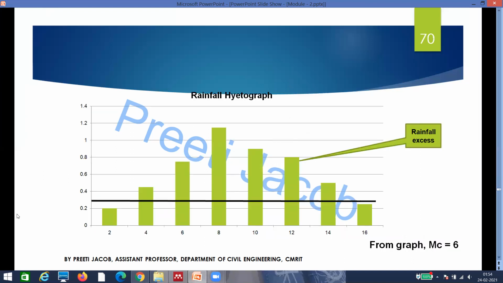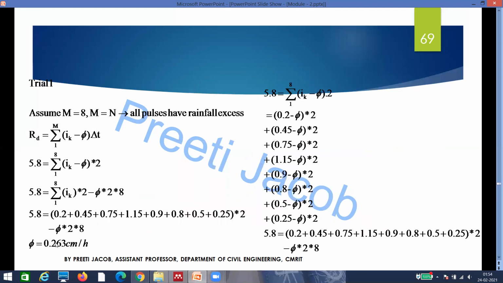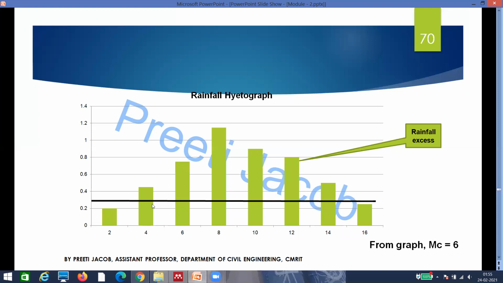Now, I'll show it graphically. What does it mean? This was a rainfall hydrograph I had got. These are the given data. I've just plotted it here, and this line is nothing but the phi index we have got. So I've plotted 0.263 here. So this is my infiltration.